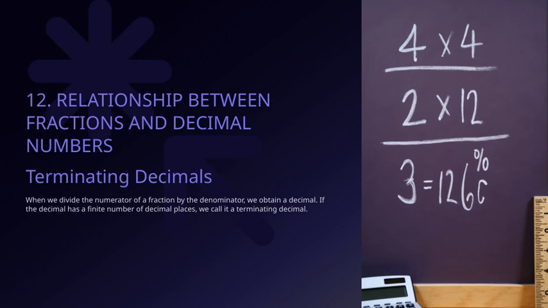Essentially, these decimals come from fractions where the division results in a clear, ending decimal expansion. Recognizing these is key, because it helps us see the direct connection between fractions and decimals, which is central to understanding how different representations of numbers relate to each other in math.